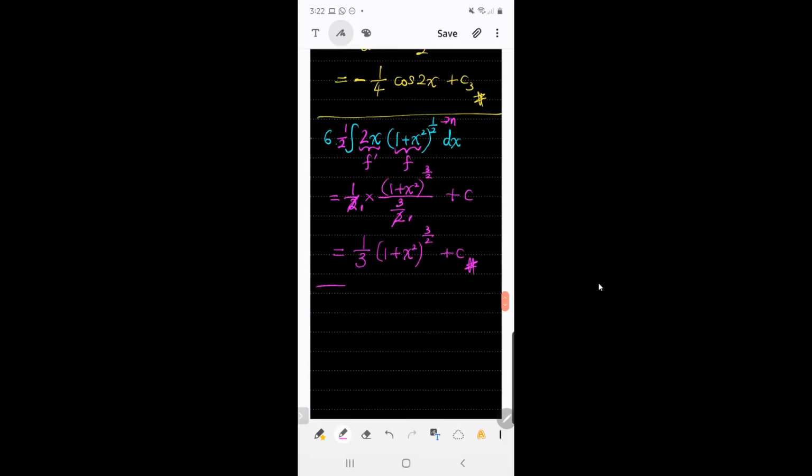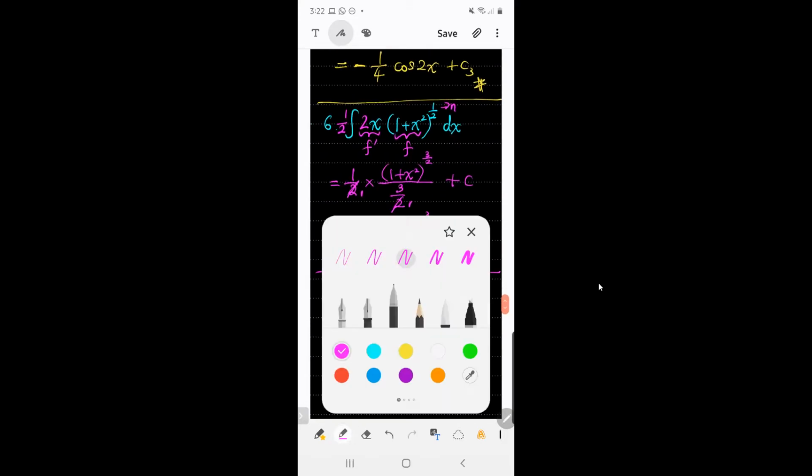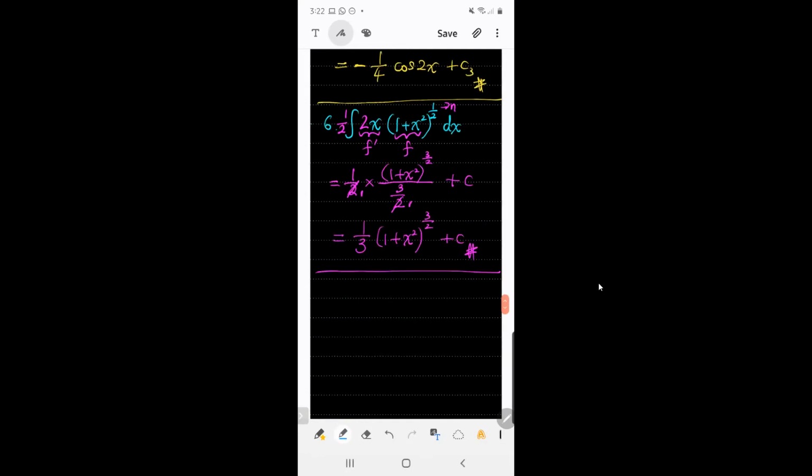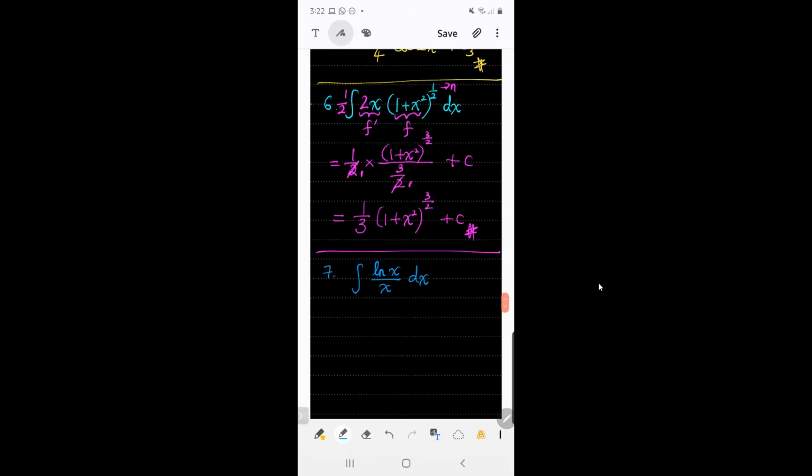Okay. For question number 7, this is what you see: the integral of ln x over x dx. Now, many people know that the differentiation of ln x is equal to 1 over x. So I'm going to rewrite this one in the form: 1 over x followed by ln x dx.